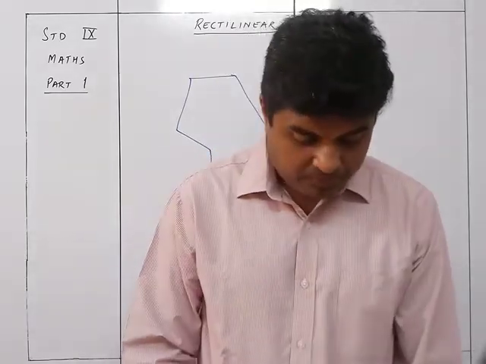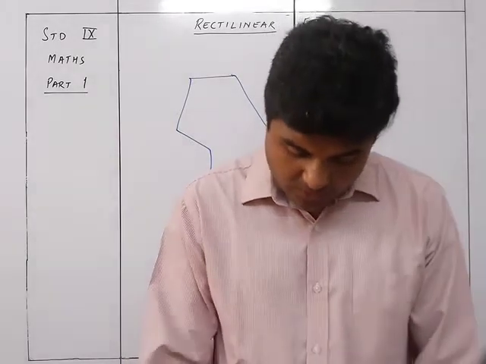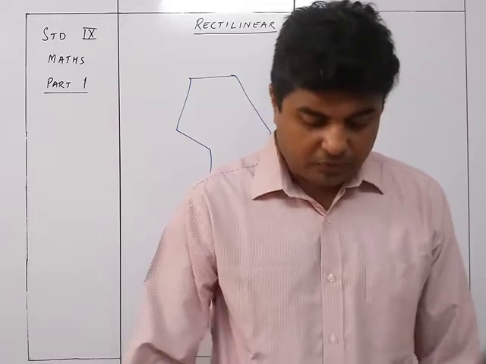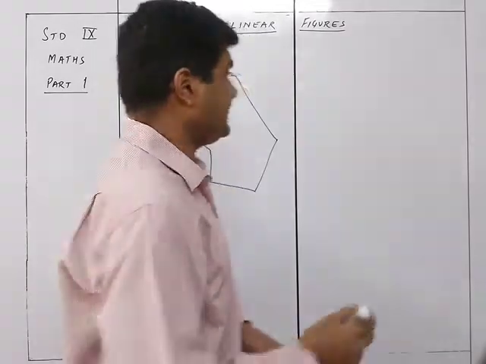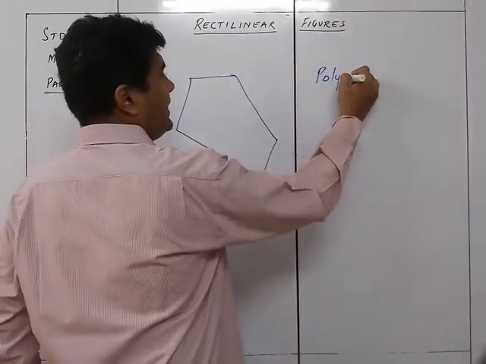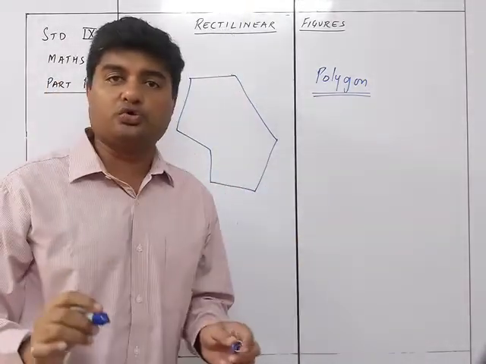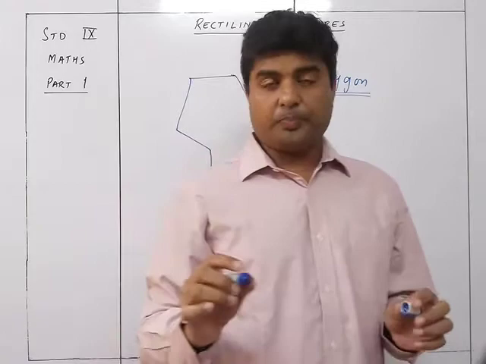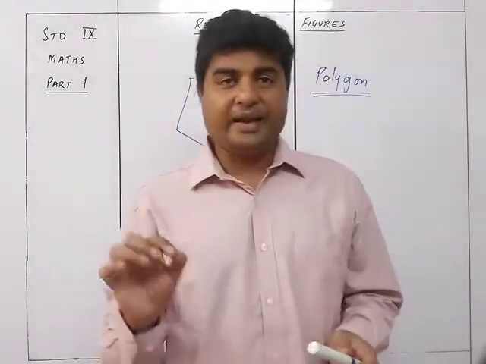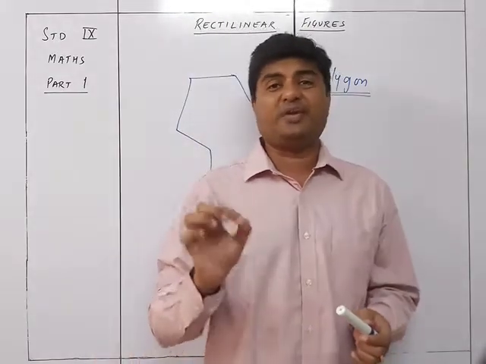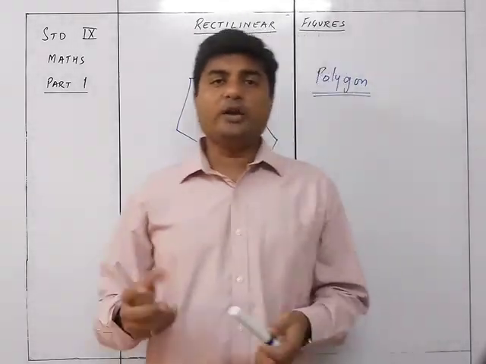So that is one part. And then there are the polygons. When we talk about polygons, they are simple closed rectilinear figures. The polygon is a closed figure. It has to be a closed figure, only then it becomes a polygon. The polygon can never be an open one. Any figure made up of only straight lines and closed is called a polygon.